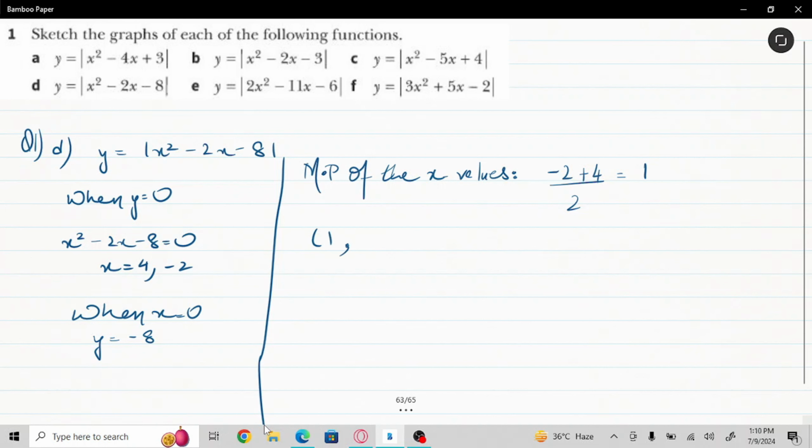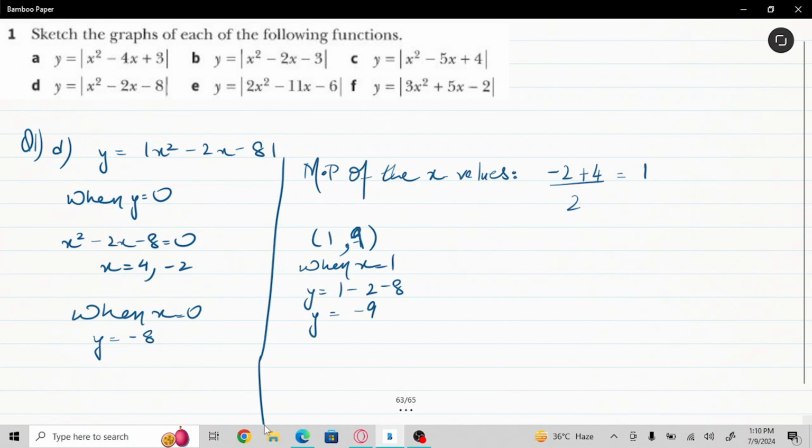How to find the y value? Input the x value into the quadratic equation. So when x is equal to 1, y is equal to 1 minus 2 minus 8. So it's going to be 1 minus 10, which will become minus 9. So 1 and negative 9 is going to be our stationary point coordinate.